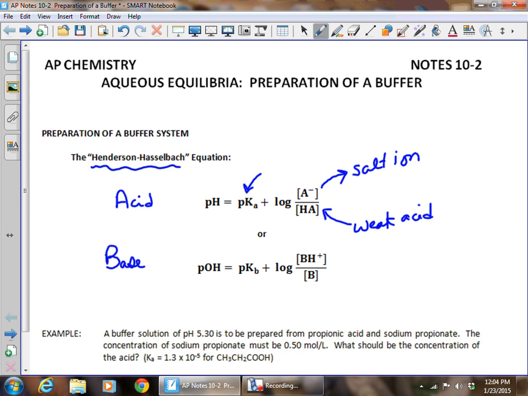Likewise, if we're dealing with a base, the desired pOH is going to be the pKb, which is the negative log of the equilibrium constant for the base, plus the log of the salt ion that's part of the base and that weak base. So that's the equation that you're going to be using. So let's look at our first example.